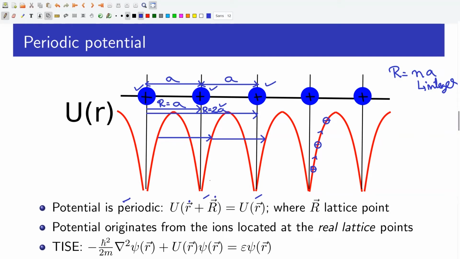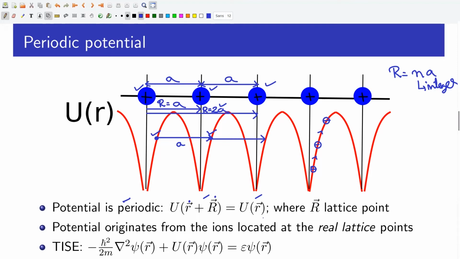So what does this imply? This implies that if I am, say, at this point, which is not a lattice point, and then I move by a lattice translation vector R and reach this point, the potential at this point and this point must be equal because of the periodic nature of the potential.